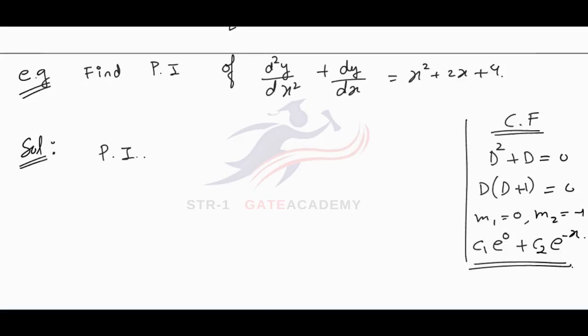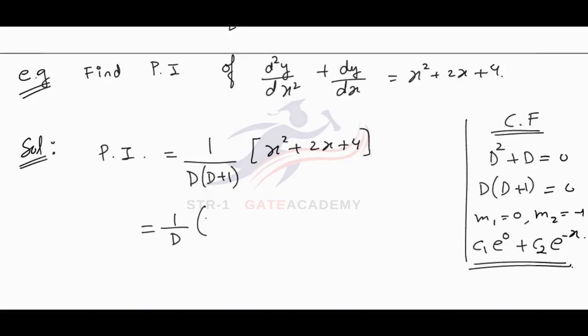And if you want to find the particular integral, the particular integral is nothing but 1 upon d into d plus 1, times x square plus 2x plus 4, that is your capital X. So this is in terms of x now, right? What we can see is x to the power m sort of a thing. So it is 1 by d, and can I write this as d plus 1 to the power minus 1? So it will become 1 minus d plus d square and so on, into x square plus 2x plus 4.